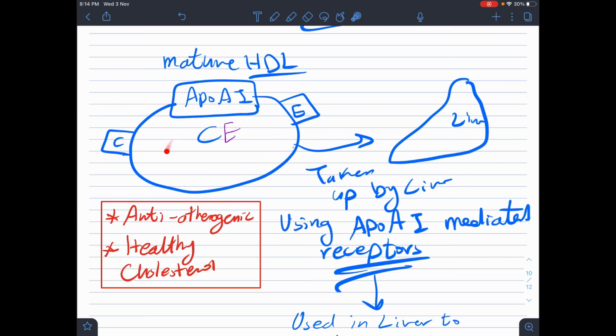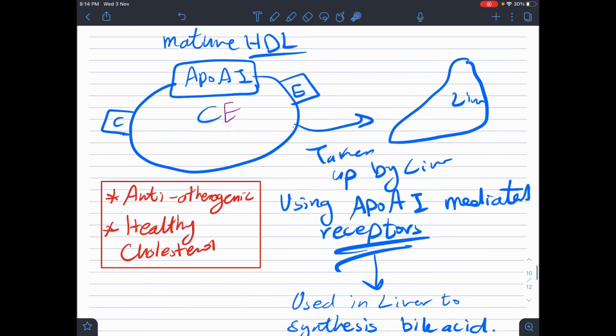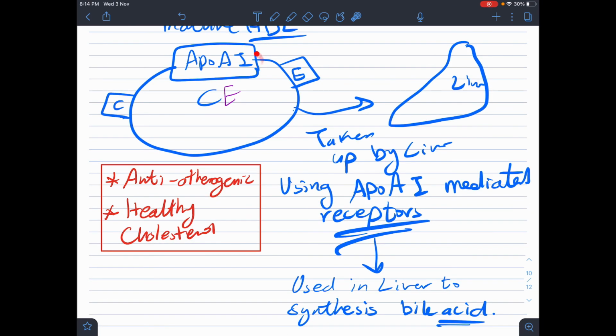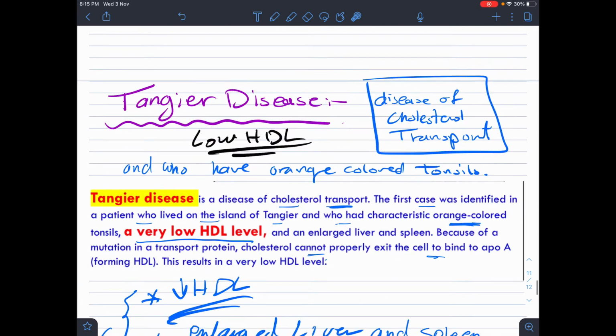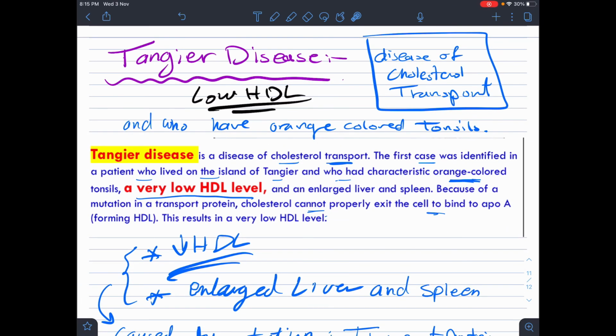After it becomes spherical in shape, it will move to the liver, and then it will be taken up by the liver using the ApoA1 mediated receptors. Now, we can call it an anti-atherogenic and healthy cholesterol. It's very important. It is used in the liver to synthesize bile acid. So now we're going to talk about the last disease we have today, which is Tangier disease, the disease of cholesterol transport.